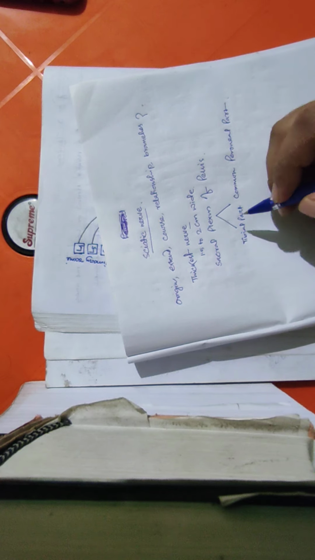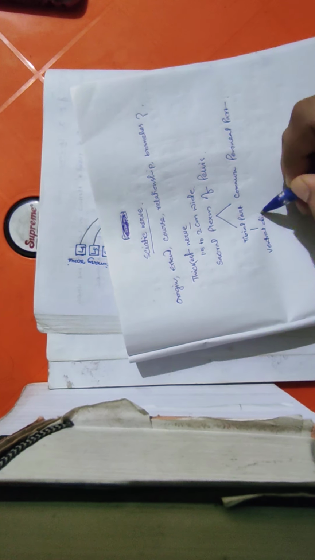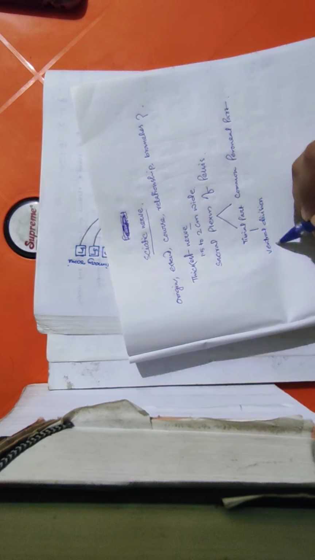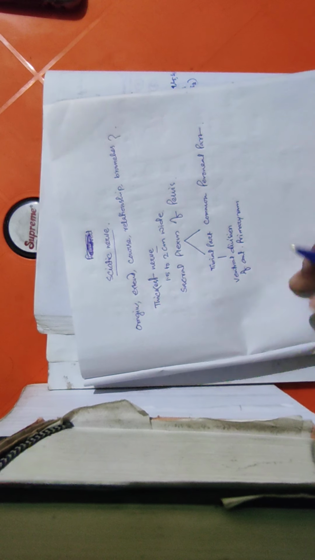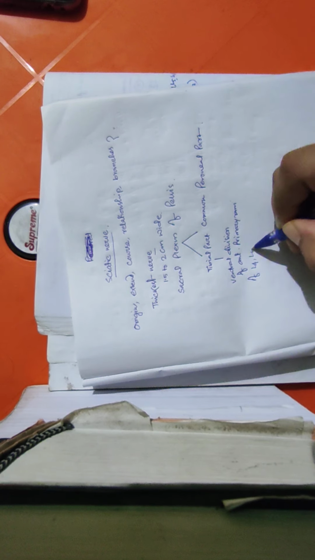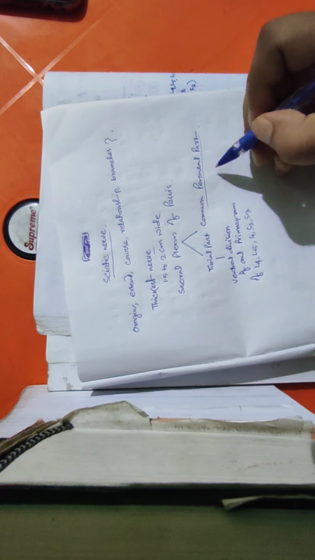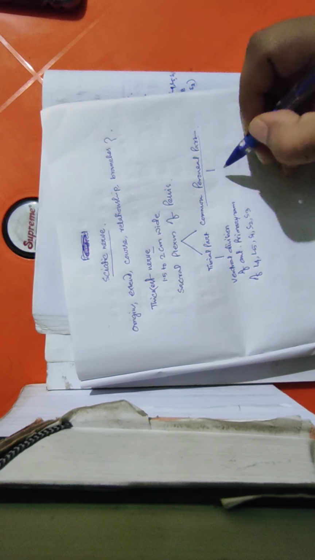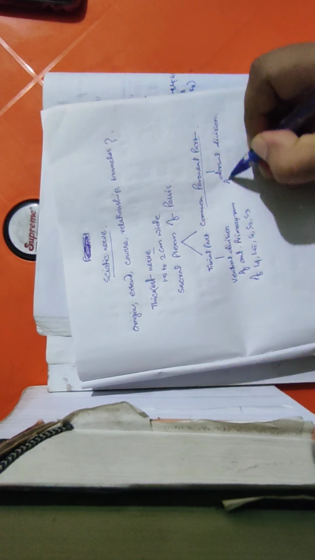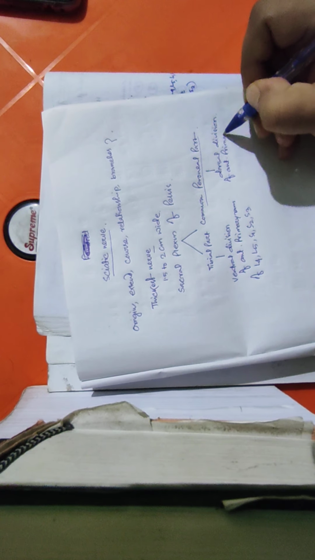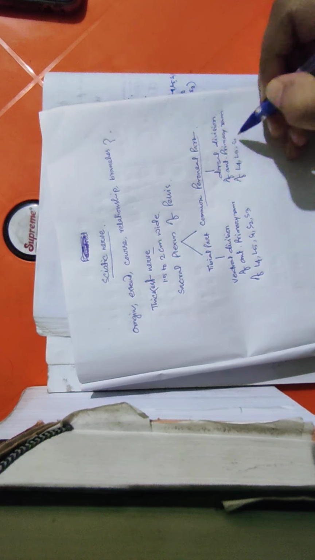The tibial part is formed by the ventral division of the anterior primary rami of lumbar 4, 5, sacrum 1, 2 and 3, and the common peroneal part is formed by the dorsal division of the anterior primary rami of lumbar 4, lumbar 5, sacrum 1 and sacrum 2.